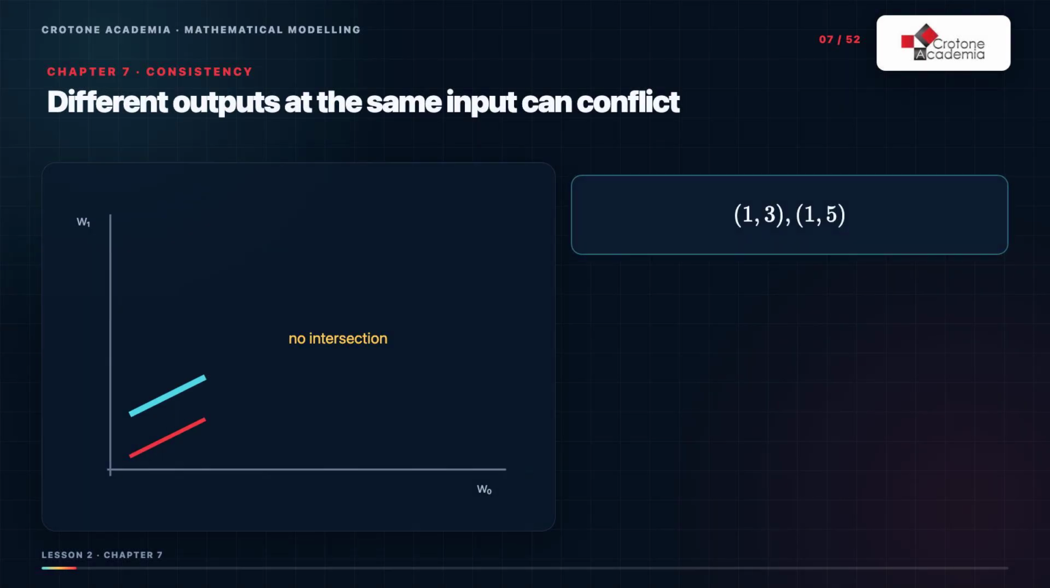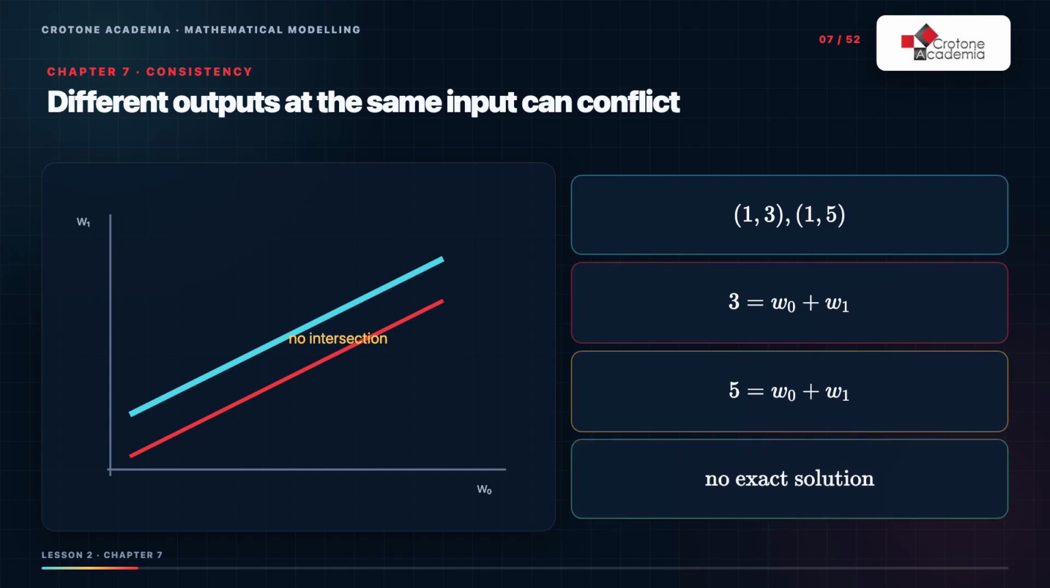Consider instead the observations 1, 3 and 1, 5. Now, the first requires w0 plus w1 to equal 3. The second requires the identical expression to equal 5. No parameter pair can satisfy both. The constraint lines in parameter space are parallel rather than coincident. This separates two questions. Consistency asks whether any solution exists. Uniqueness asks whether an existing solution is the only one. A system can have one solution, infinitely many solutions, or no solution. For two parameters, two independent and consistent equations can determine the parameters uniquely.